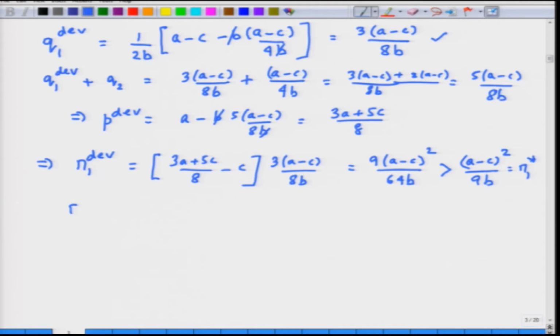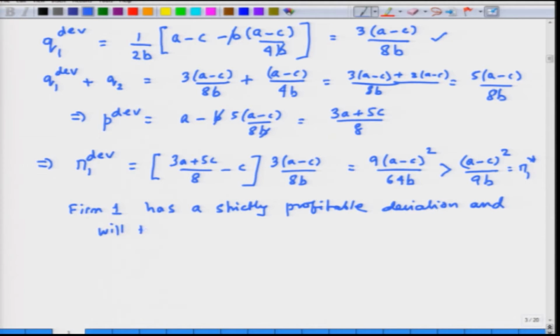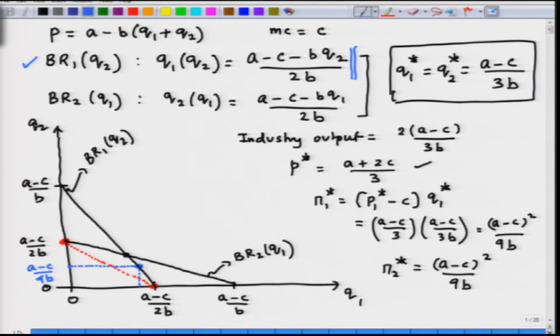So, this is the Cournot profit, right. So, firm 1 has a strictly profitable deviation and will therefore not produce half of the monopoly output. Even if the two firms agreed and let us say wrote down on a piece of paper saying that I promise to produce half of the monopoly output and you also will produce half of the monopoly output, even if firm 2 were to honor it, firm 1 will strictly deviate and produce a deviation output.